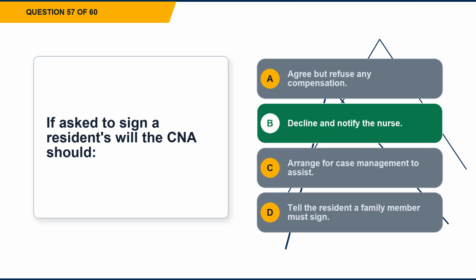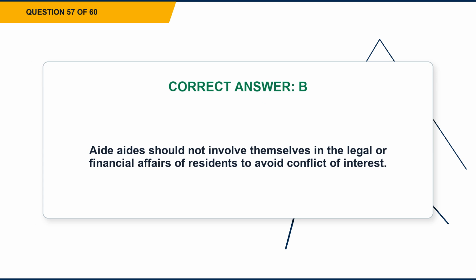The correct answer is option B, decline and notify the nurse. Explanation: aides should not involve themselves in the legal or financial affairs of residents to avoid conflict of interest.